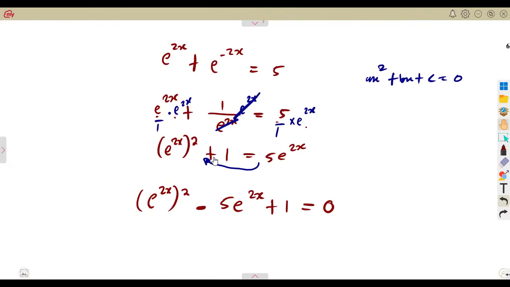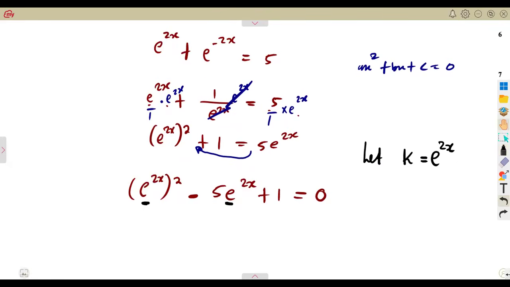But if you are having challenges working with the e that we are seeing there, introduce a constant of your choice in its place, because it's the same thing. So you can let e to the exponent of 2x be equal to a certain constant of your choice. You can introduce y there, you can introduce k there. So let k be equal to e to the exponent of 2x. If k is e to the exponent of 2x, it means in place of this e, I'm going to have k squared.